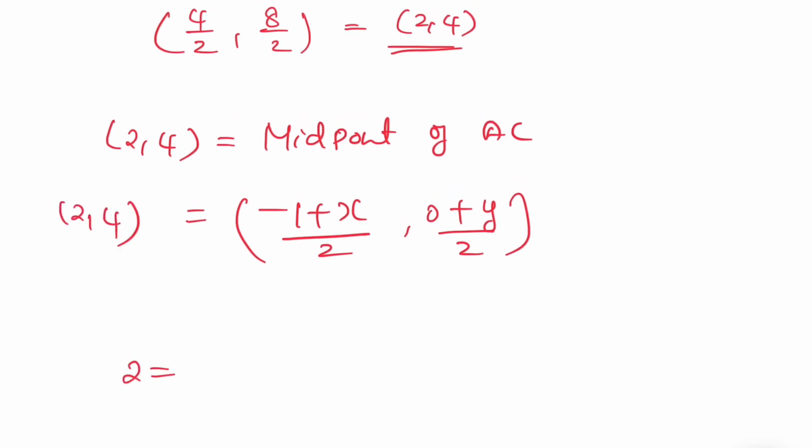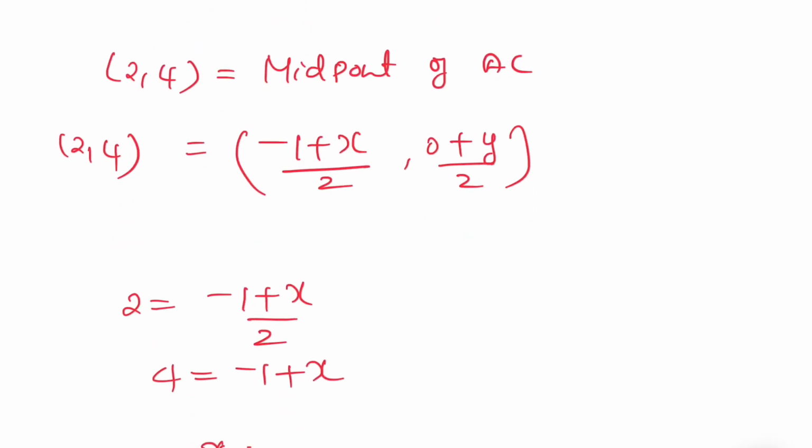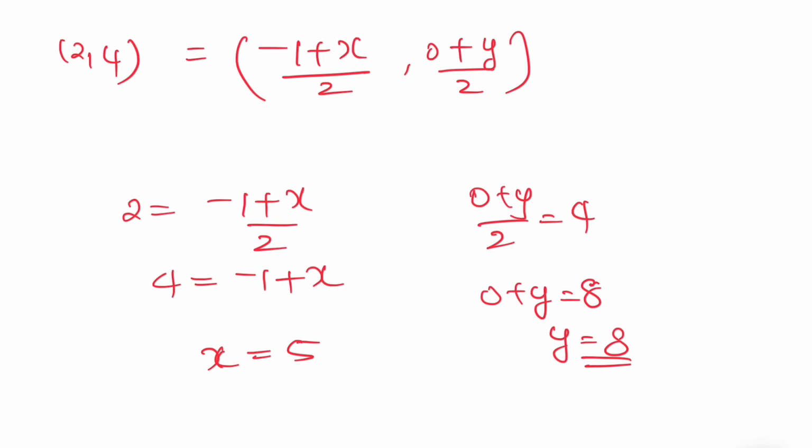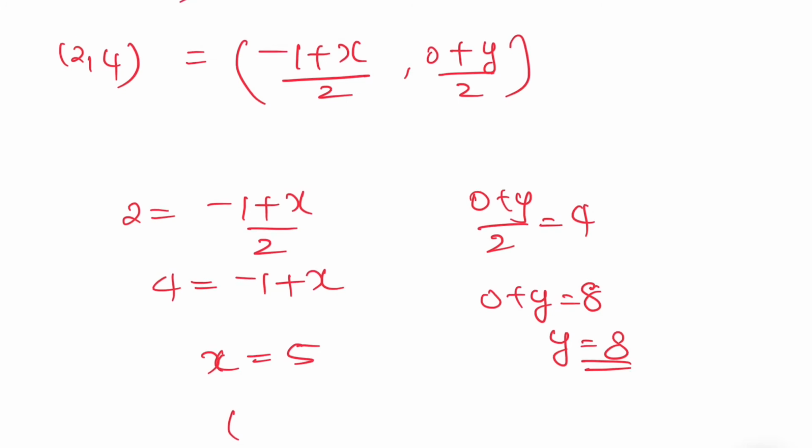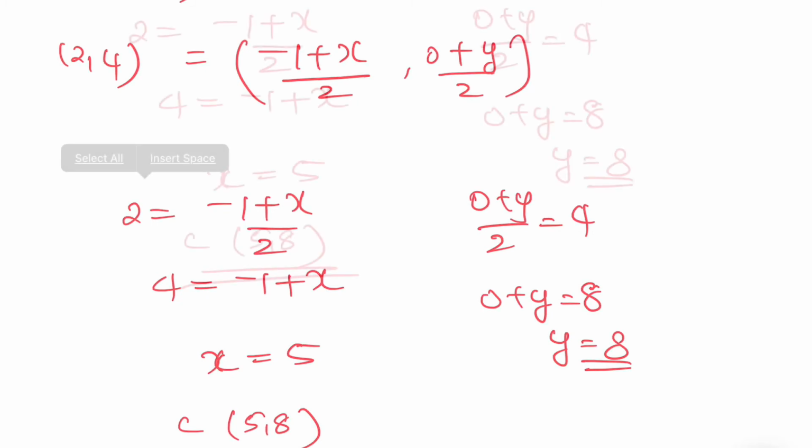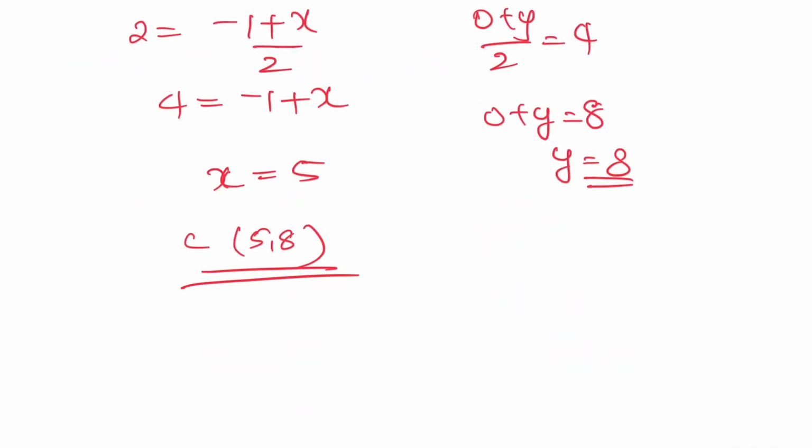2 is equal to (-1 + x)/2, that is 4 is equal to -1 + x, x is equal to 5. And similarly (0 + y)/2 is equal to 4, so 0 + y is equal to 8, y is equal to 8 you get. Okay. So what you get finally? You get C is equal to (5, 8). Hope it's clear, children. So let's do one more question with the centroid.